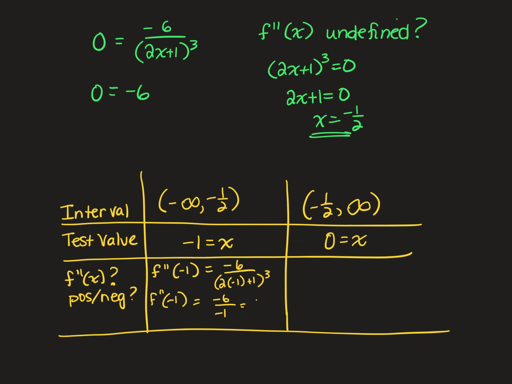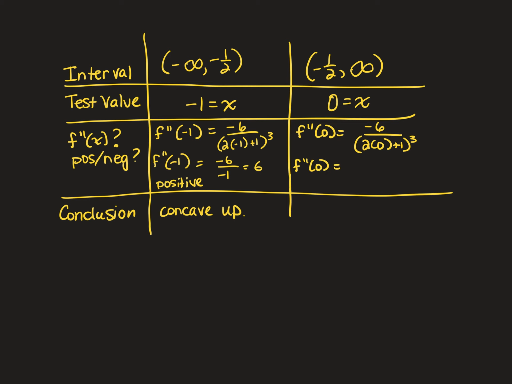Second part of this would be plugging 0 into our second derivative. So I'll have -6 over (2 times 0 plus 1) cubed. So the second derivative at 0 is going to be -6 over 0 plus 1 cubed, which is just 1. So that's -6, a negative number. So because the value of our second derivative at that x value is negative, our function is concave down.